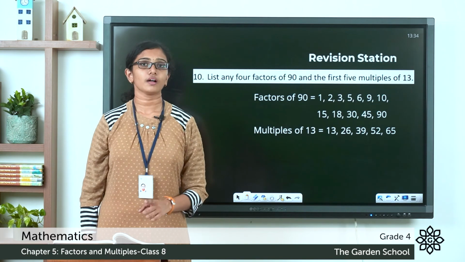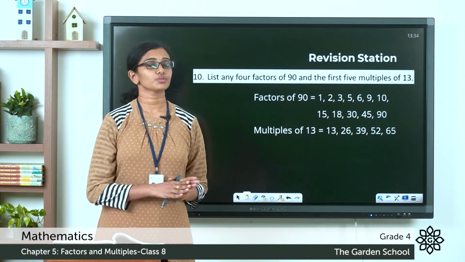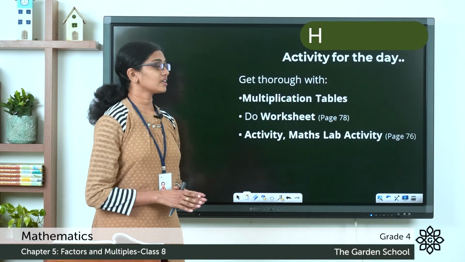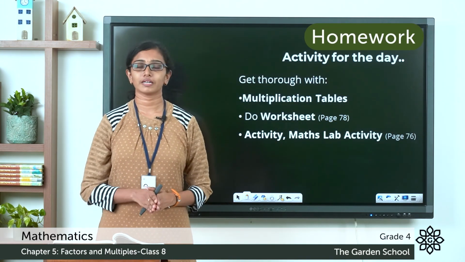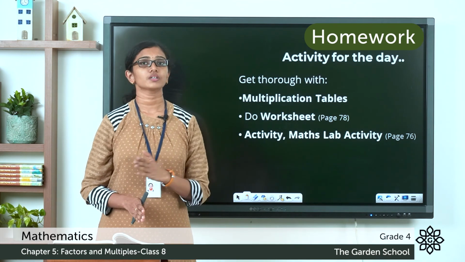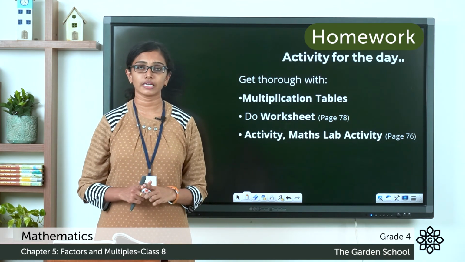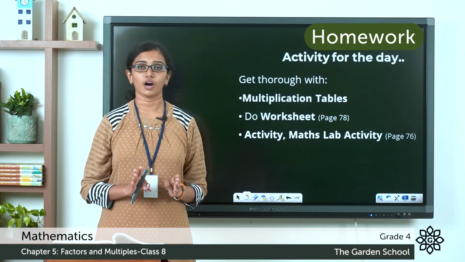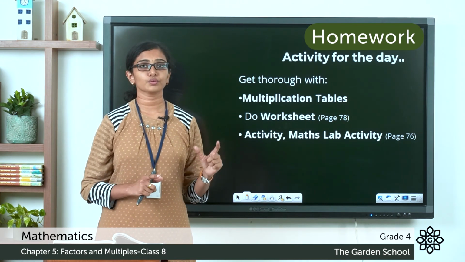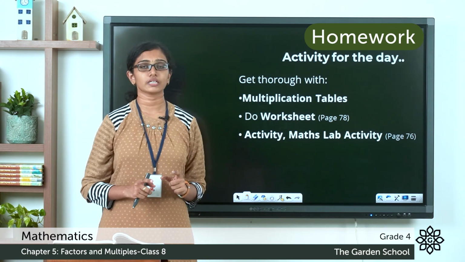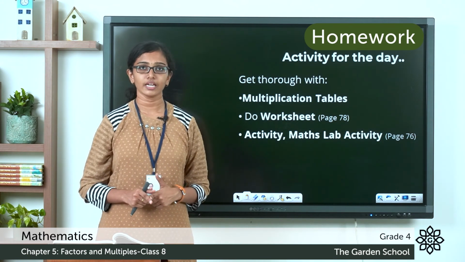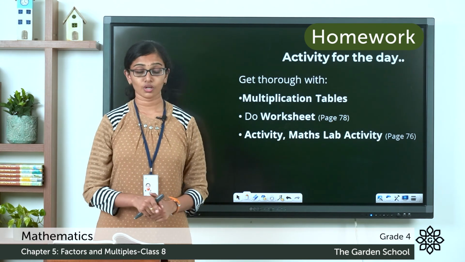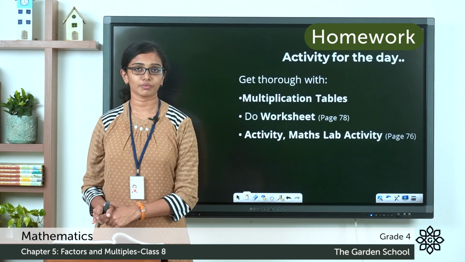So I hope you all are clear with the concepts. Still, go through all the concepts we learned in this chapter once again, and make sure you all get thorough with the multiplication tables of 1 to 10. The first 10 multiples will be enough. You can make small charts and you can stick it somewhere in your house, but please go through all the tables every single day. Revise the tables every single day and you'll get thorough with it very soon. So get thorough with the multiplication tables, go through the concepts we learned in this chapter once again.